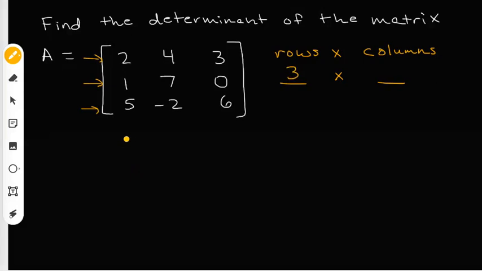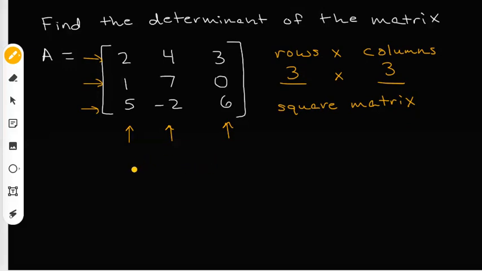Columns go up and down, so we can count them out like this. 1, 2, 3. So this matrix has 3 columns. So this is a 3 by 3 matrix, which means it has 3 rows and 3 columns. And since the number of rows equals the number of columns, we call this a square matrix. Now, you can only find the determinant of a square matrix. So that's what we're going to use this for.